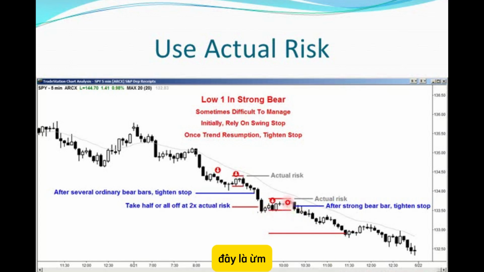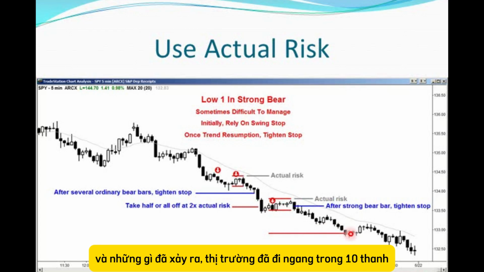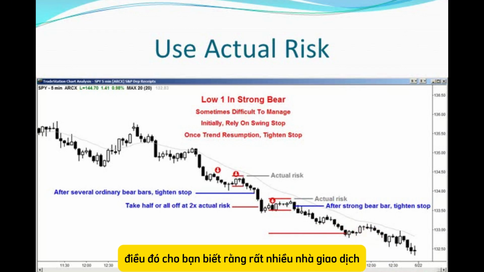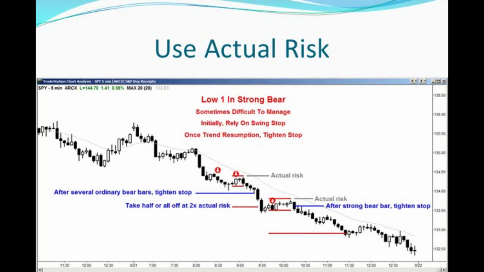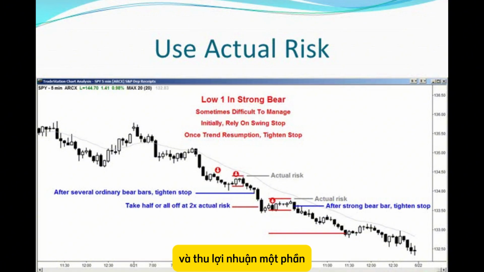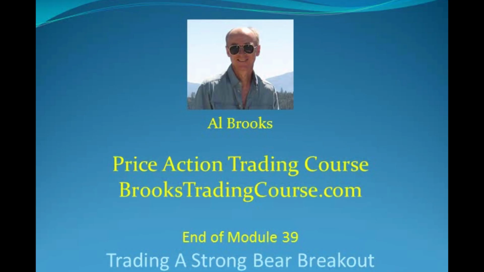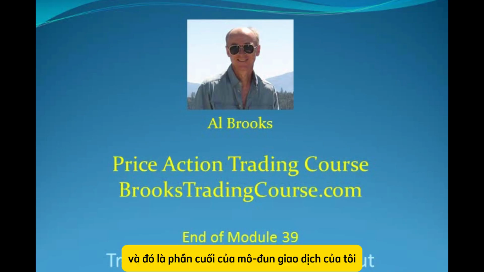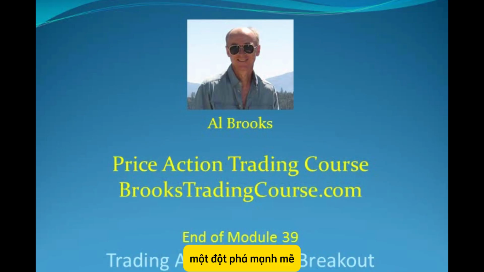The same with over here. Here's your actual risk, entry price to 1 tick above the biggest pullback. And here's 2 times actual risk, right? And what happened? The market went sideways for 10 bars. That tells you that a lot of traders are doing the same thing. They're looking at actual risk and taking partial profits. And that is the end of my module on trading a strong bear breakout.